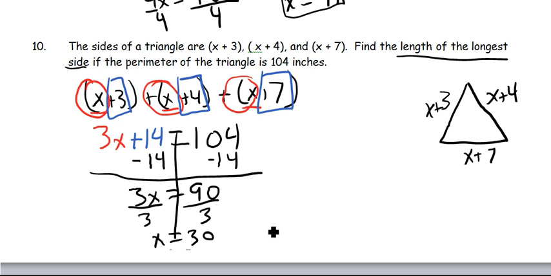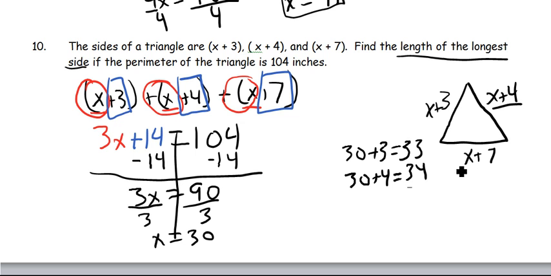We're not done yet. We need to find out what the sides are. If x is 30, then this is 30 plus 3. This one is 30 plus 4, because x equals 30, remember, 34. And then this one is x plus 7. x is 30 plus 7 equals 37. Now we're trying to find the length of the longest side. So the length of the longest side is 37 inches.